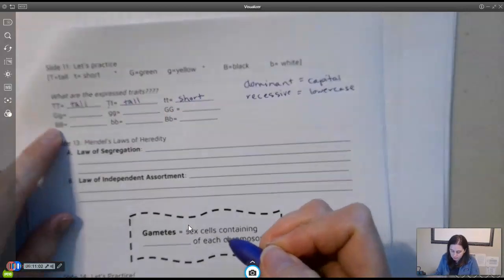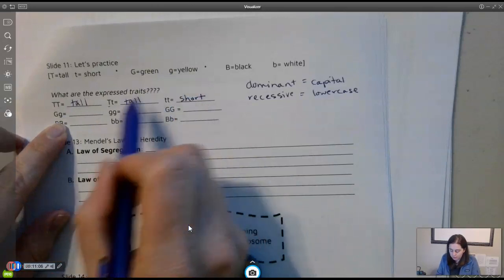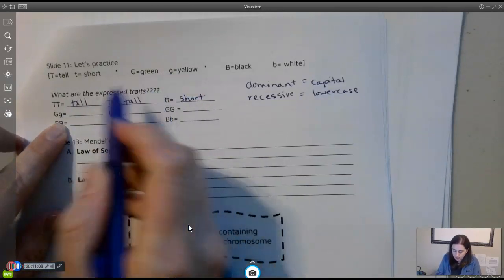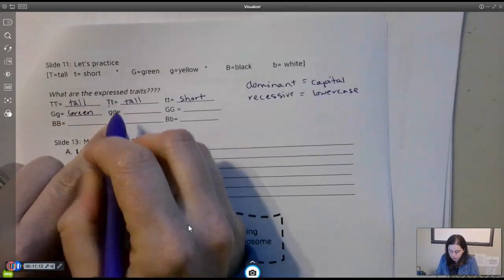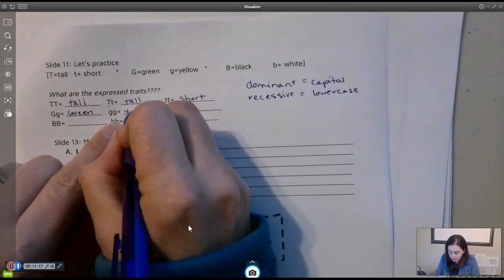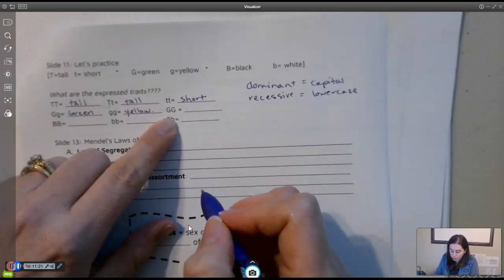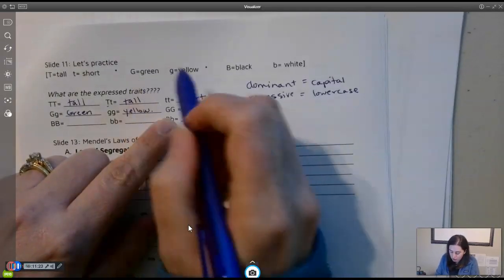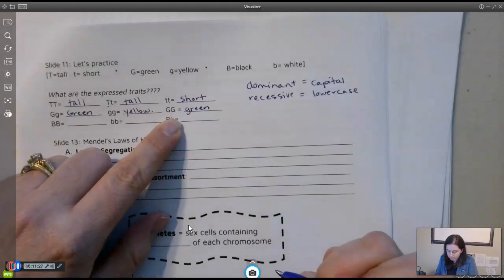Okay? How about big G, little g? What are we going to have for that one? We will have green. Little g, though, is two recessives. So two recessives is going to give us yellow. So that's our recessive trait being expressed. And our big G can only give big G's, so it can only give green. So we have green. Okay?